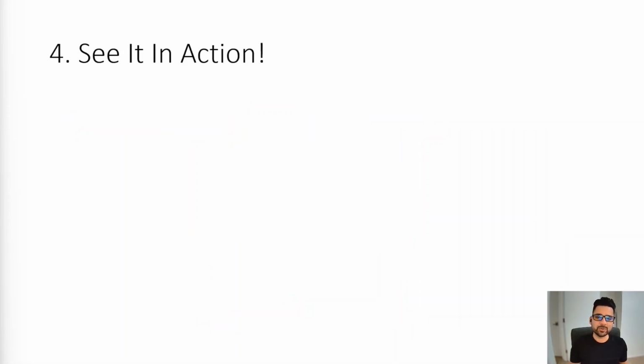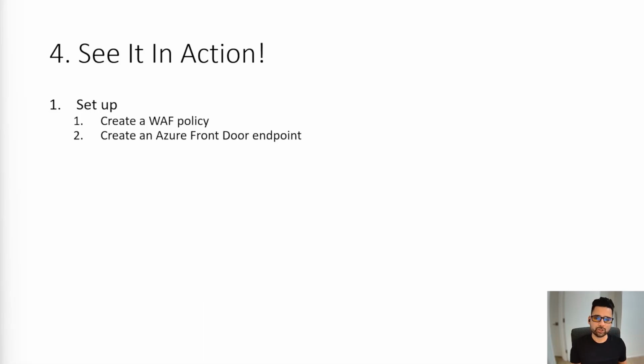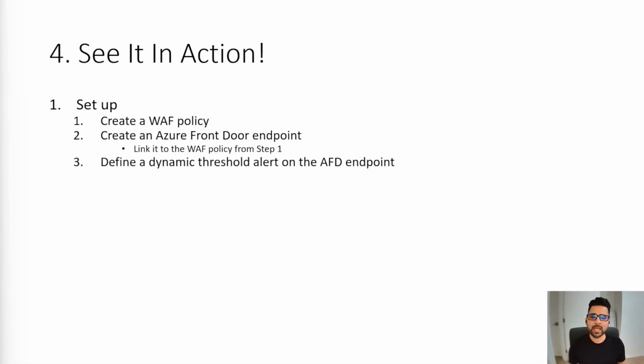With this, it's time to see things in action. We're going to do it in two steps. First, we're going to set everything up. As part of the setup, we're going to create a WAF policy first. Then we're going to create an Azure Front Door endpoint, and we're going to link the WAF policy that we created in step 1 to this Azure Front Door endpoint. Next, we're going to define a dynamic threshold alert on the AFD endpoint. It's going to be done on the request count metric. And finally, we're going to create an Azure function, which is going to do everything we've talked about so far.